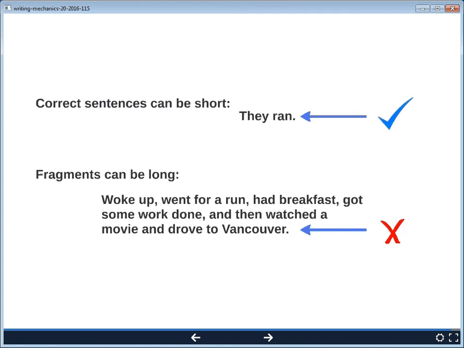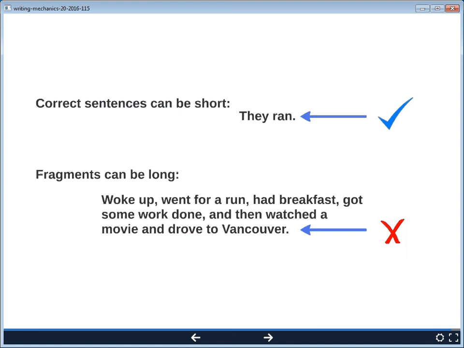It's tempting to focus on length of sentences to identify sentence fragments, but in fact that can be misleading because correct sentences can be short. "They ran" is a fine sentence, it's a complete sentence. We're not left with any major questions after we read a simple sentence like "They ran." And on the other hand, fragments can in fact be very long. "Woke up, went for a run, had breakfast, got some work done, and then watched a movie and drove to Vancouver." It's pretty long, but that's a sentence fragment because you don't actually know who did this.